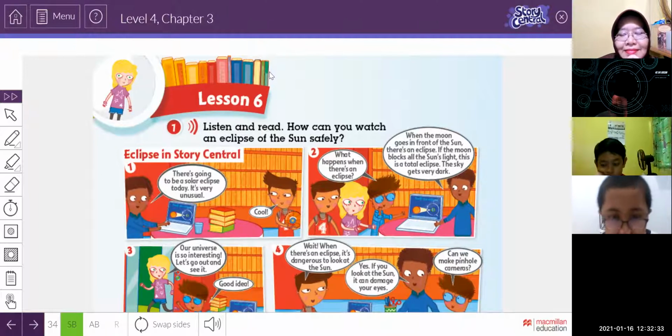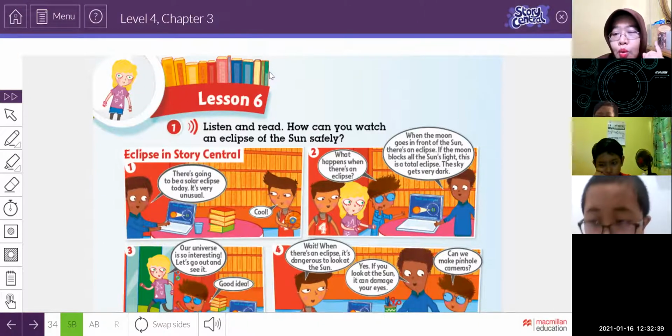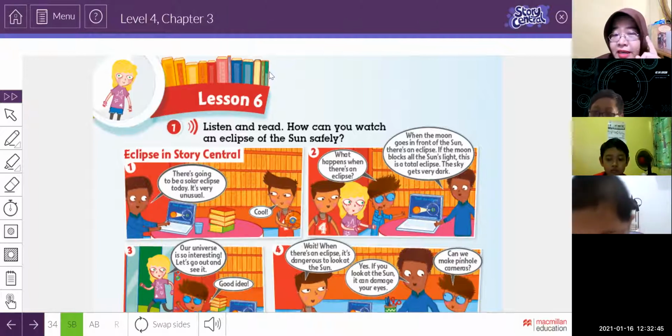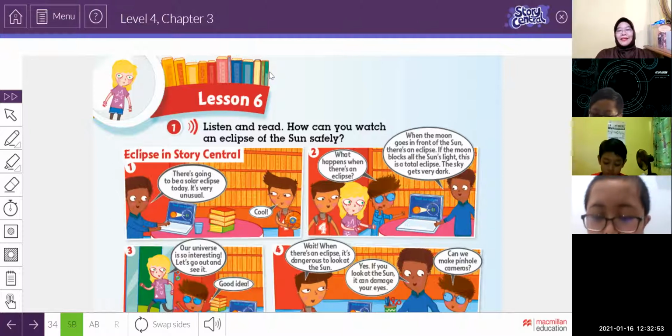Now, how long can you see the solar eclipse? A few minutes. Only a few minutes. There you go. Oh, another question. When can you see the solar eclipse? During the day or during the night? During the day. There you go. That's the answer.